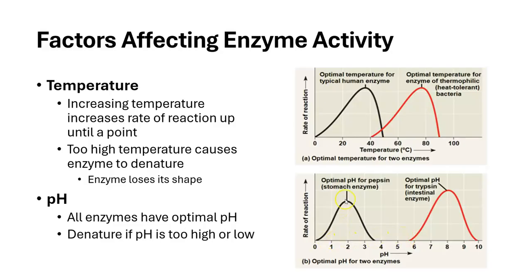So we have, in this case, some very acidic enzymes that work great in your stomach at a low pH, but as the pH becomes more towards neutral, the activity of the enzyme drops off. We have other enzymes that work in a basic environment, but they're not going to work under acidic conditions. So the same thing happens where the enzymes denature. They have an optimal pH at which they function.